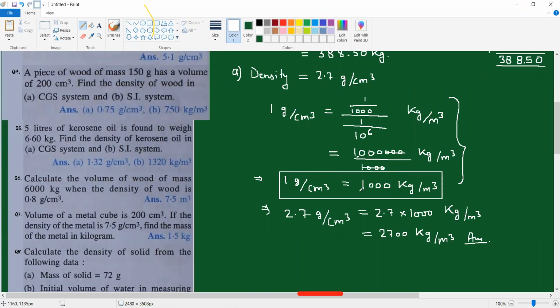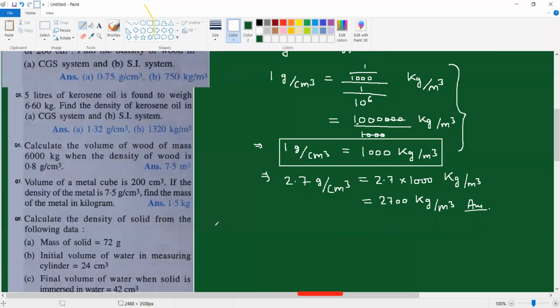Similarly, for the second part, we have to convert kg per meter cube into gram per centimeter cube. So for part B, you can say 1 kg per meter cube is equal to 1 upon 1000 gram per centimeter cube.